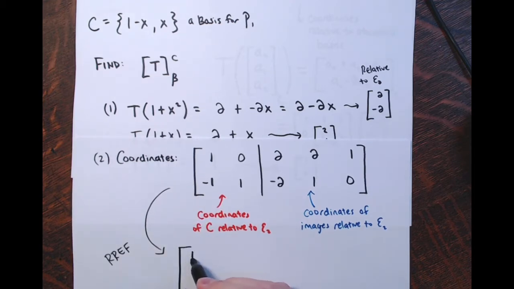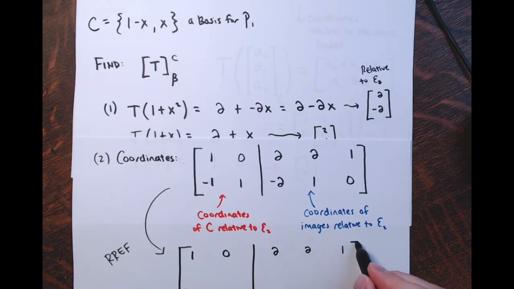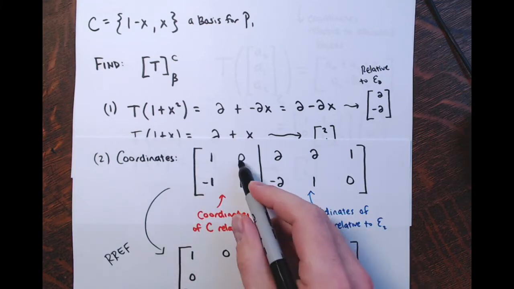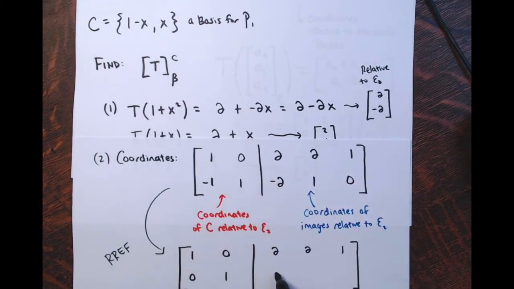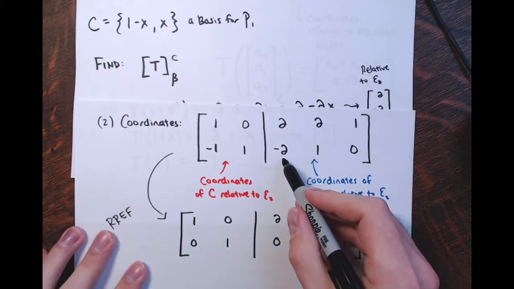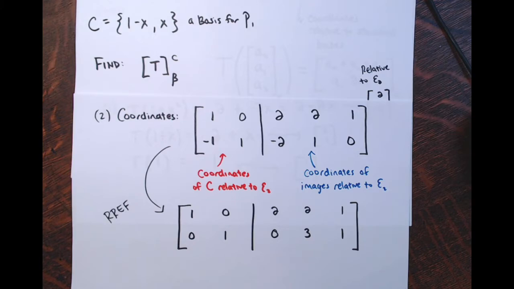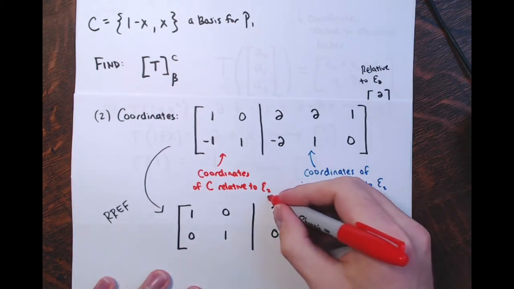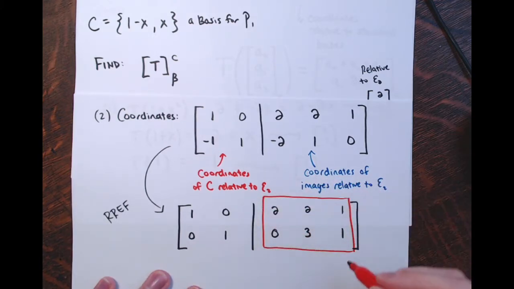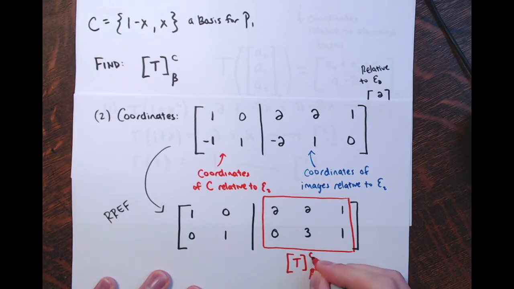Get a new row 2. So I got 1, 0. So the first row is not changing. And when I add these, 1 plus negative 1 is 0, 0 plus 1 is 1, 2 plus negative 2 is 0, 2 plus 1 is 3, 1 plus 0 is 1. And here are the coordinates. Right? And then this would be my matrix. Right? This right here, this 2 by 3. This is the matrix representation of T relative to basis B and basis C.